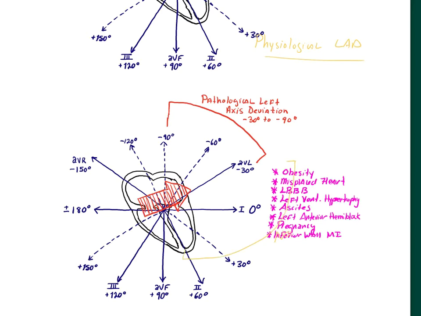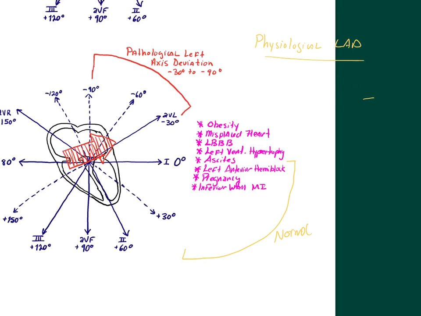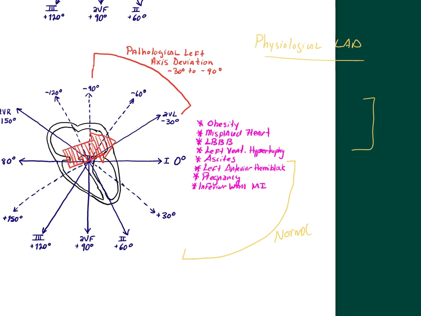All right, so pathological left axis deviation, however, is going to be between -30 up here and -90. Okay, far left. It's basically going up toward the left atrium there. You guys see that? Okay.